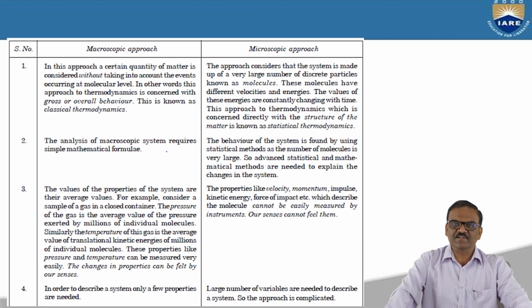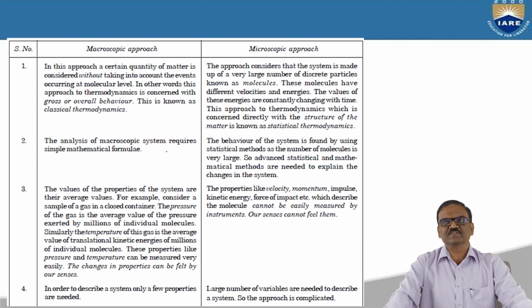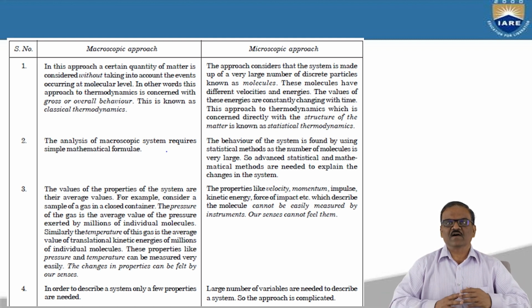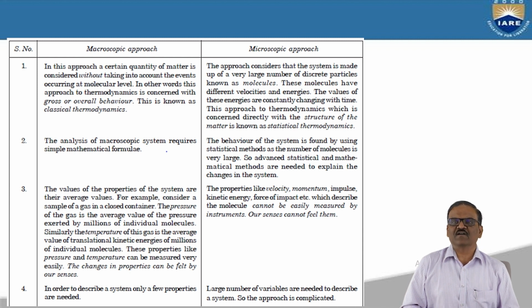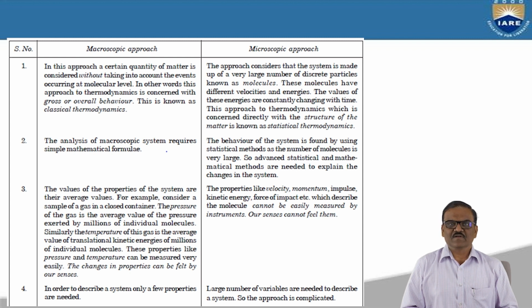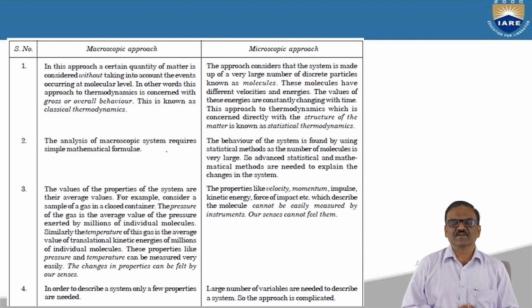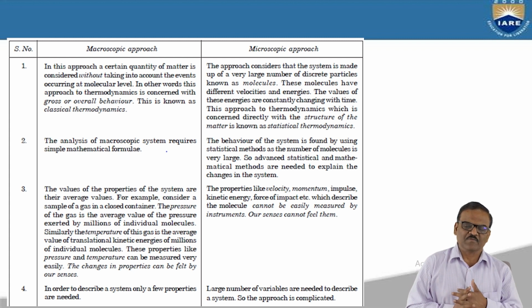Similarly, the definition of the microscopic approach is that the system is made up of a very large number of discrete particles known as molecules. These molecules have different velocities and energies. The values of these energies are constantly changing with time. This approach to thermodynamics, which is concerned directly with the structure of matter, is known as statistical thermodynamics or chemical thermodynamics. This is the fundamental definition at molecular level and gross level or overall level.